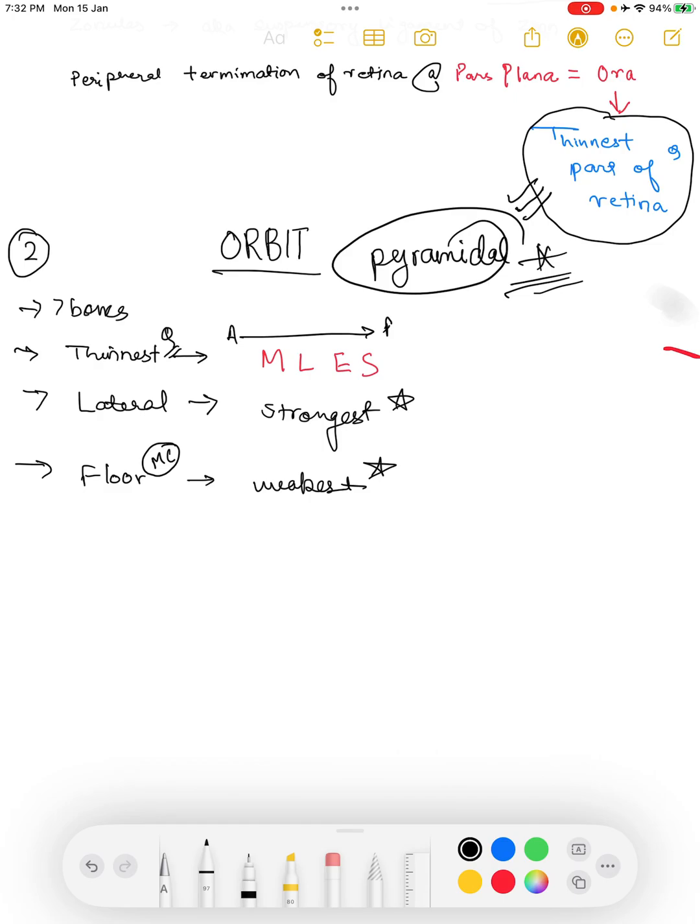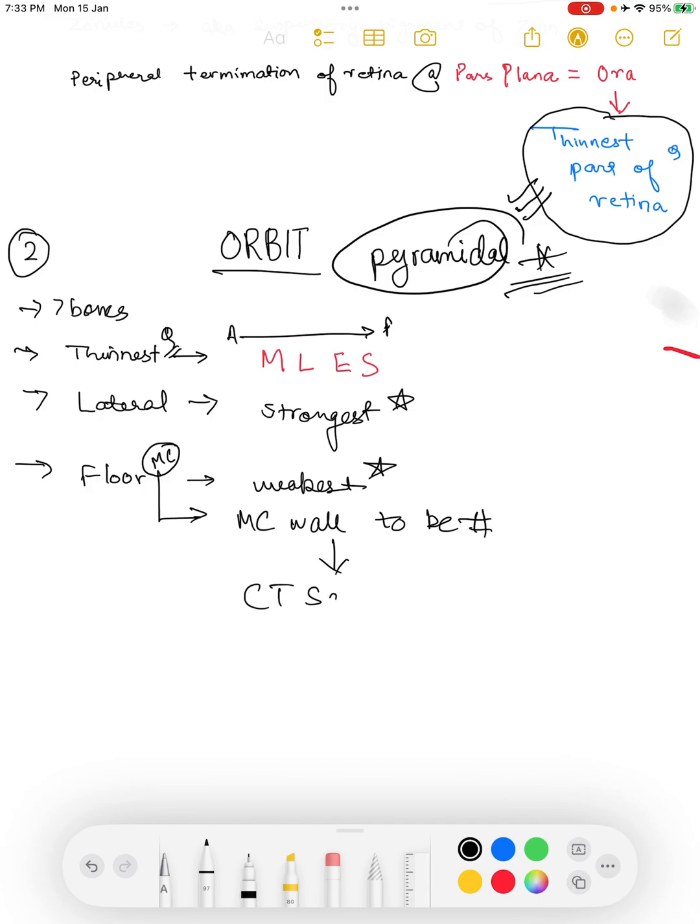You can keep imagining because you can feel your orbit. The lateral wall is the strongest wall, so least prone to injury, and it is protective to the eye as well. Coming to the floor, it is the weakest wall. Weakest, and what does MC mean? MC means it is the most common wall to be fractured.